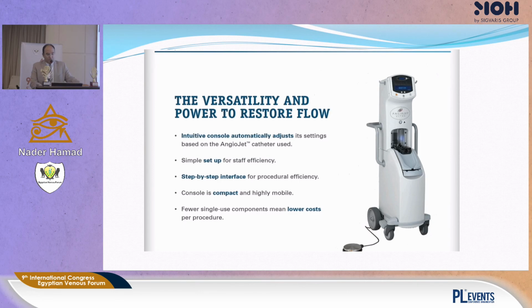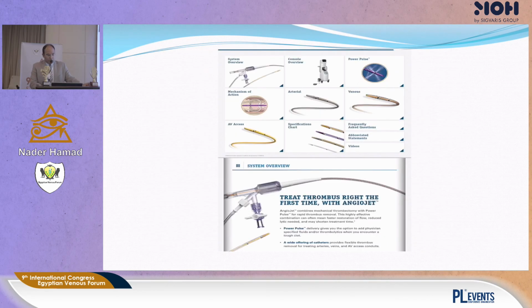So there are different devices to do the thrombolysis. The pharmacomechanical, one of them is the AngioJet, and we heard about it yesterday in detail.